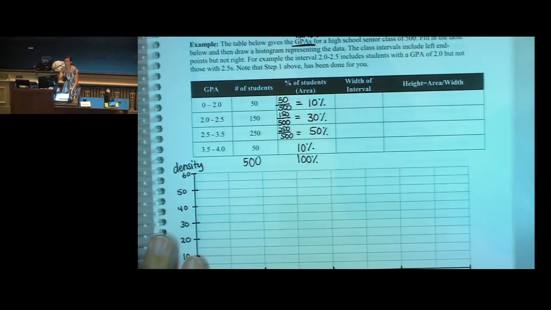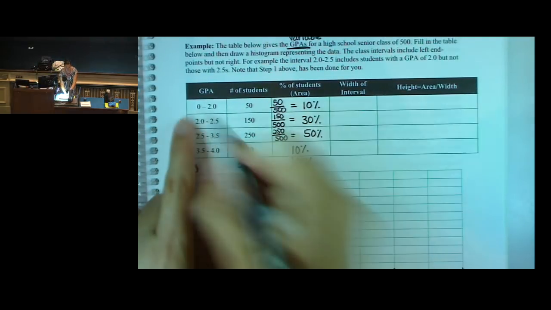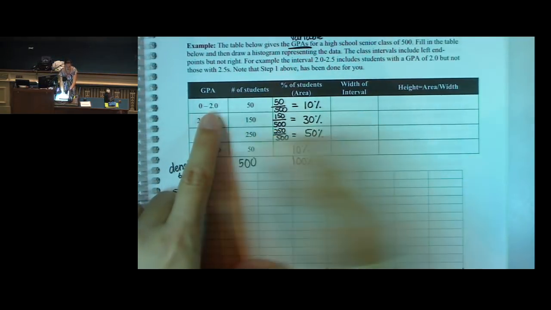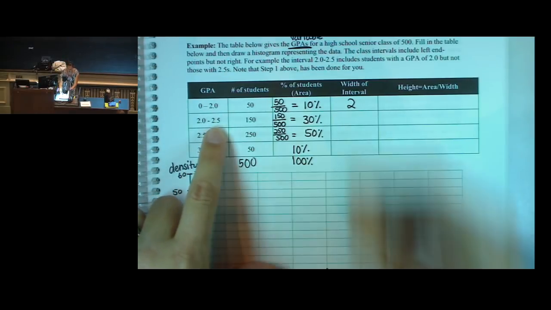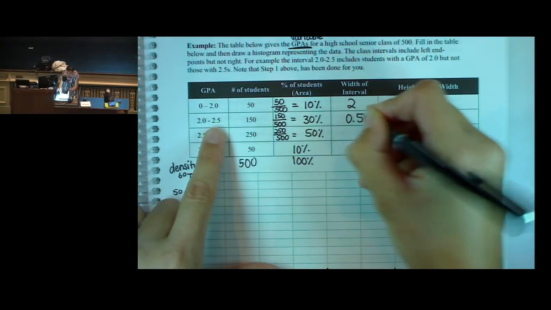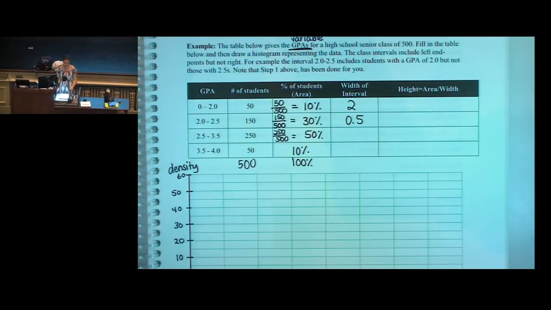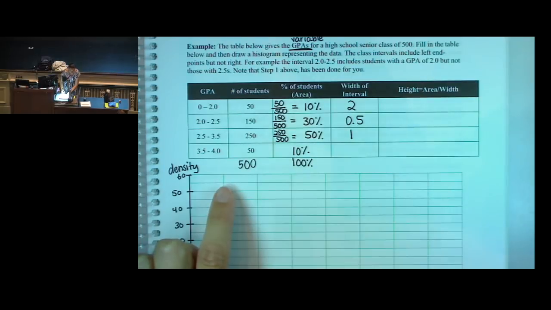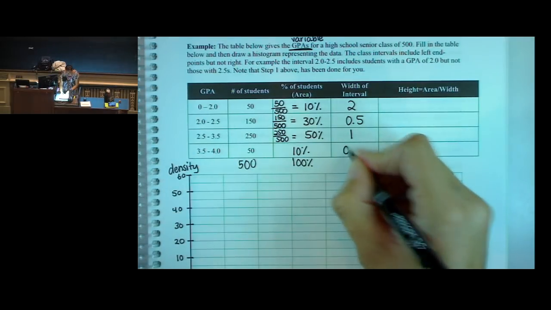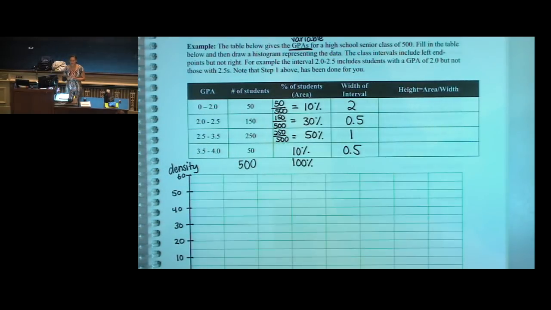The widths of the intervals are pretty much given, right? Because they give me the intervals, 0 to 2, that's a width of 2. 2.0 to 2.5, that's a width of 0.5. And then 2.5 to 3.5, that is a width of 1. And then 3.5 to 4.0 is also a width of 0.5.